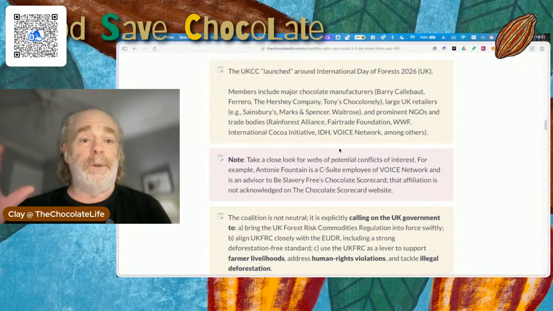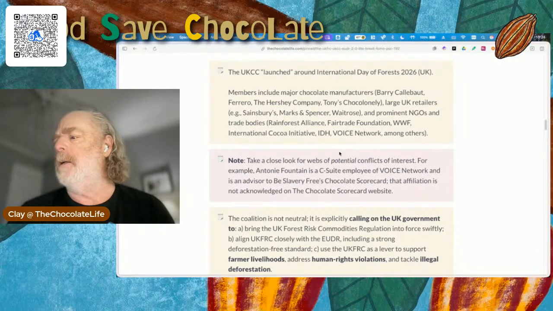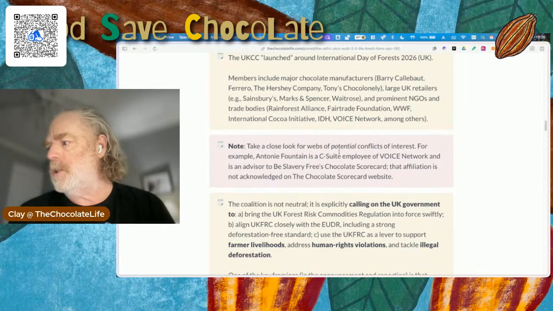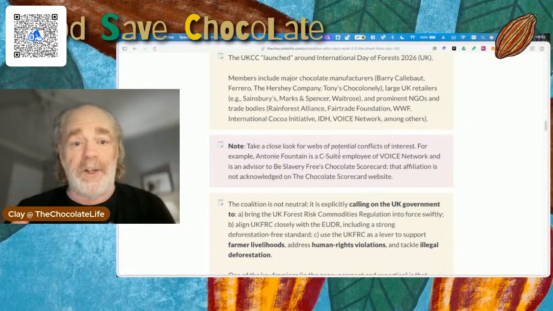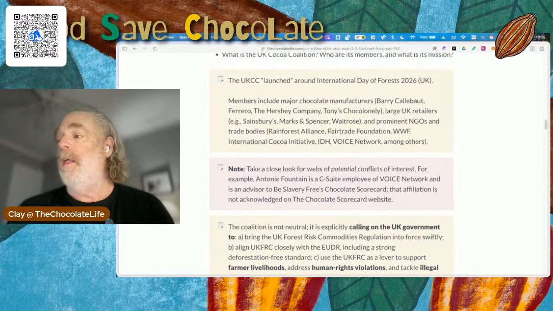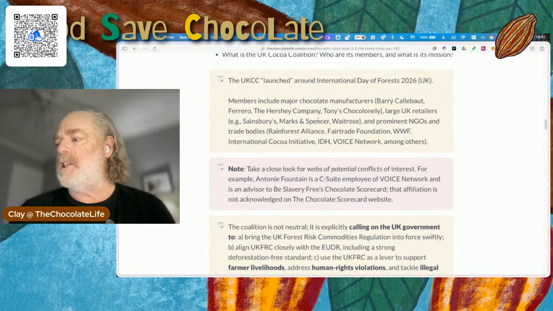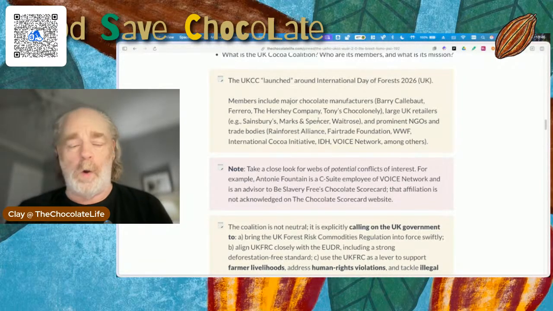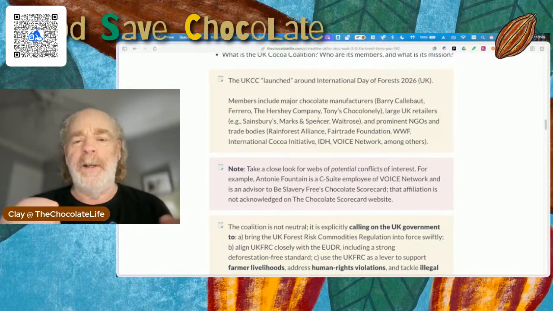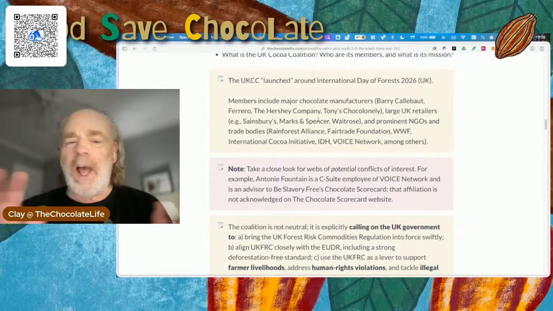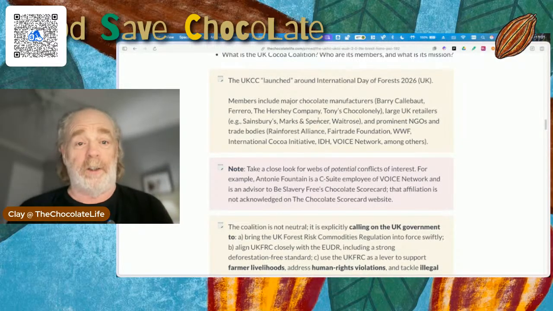One of the things I want to point out is that there are webs of potential conflicts of interest. Just off the top of my head, the Hershey Company is also a member of Together Cocoa. Many of these companies are closely allied with the International Cocoa Initiative, the Cocoa and Forest Initiative, and the World Cocoa Foundation. Some of them financially support the Voice Network. Again, Barry Callebaut manufactures the chocolate for Tony's Chocolonely. None of these relationships are disclosed.